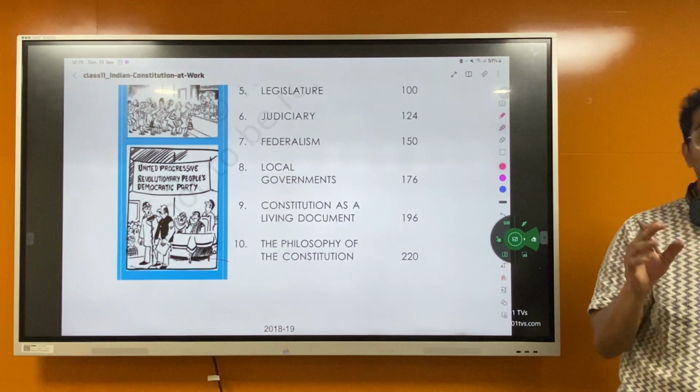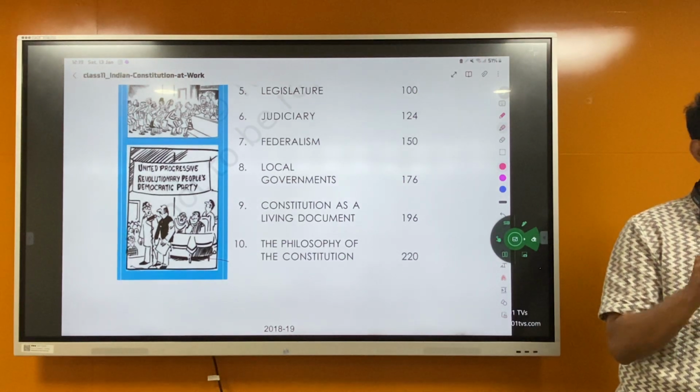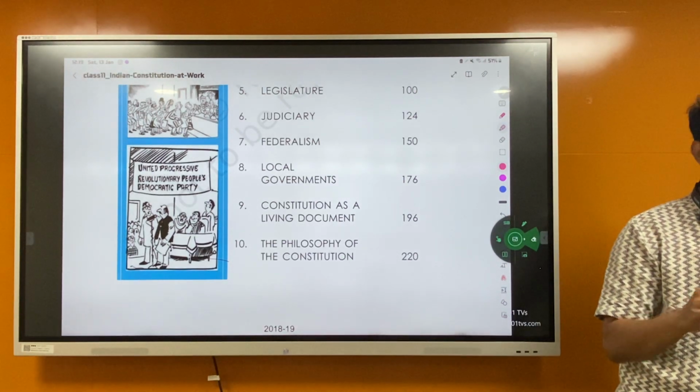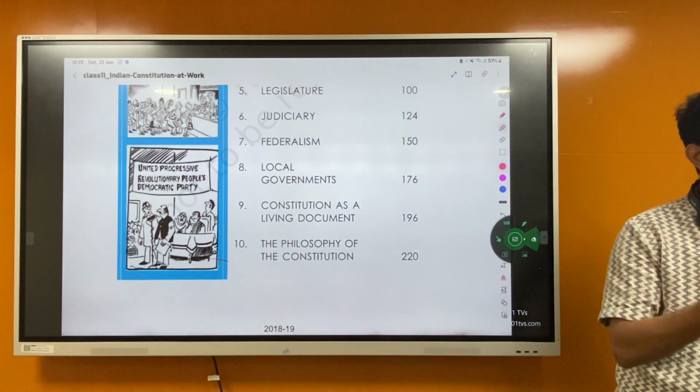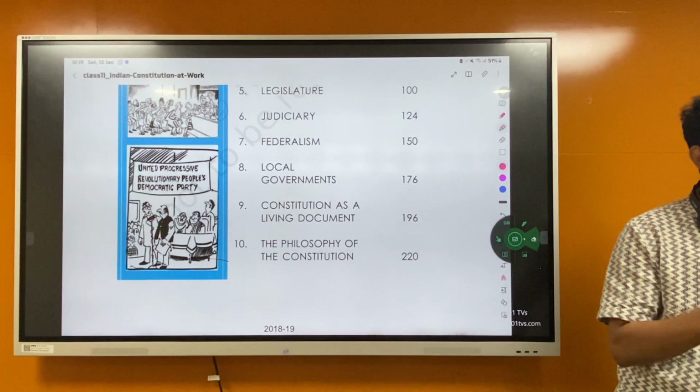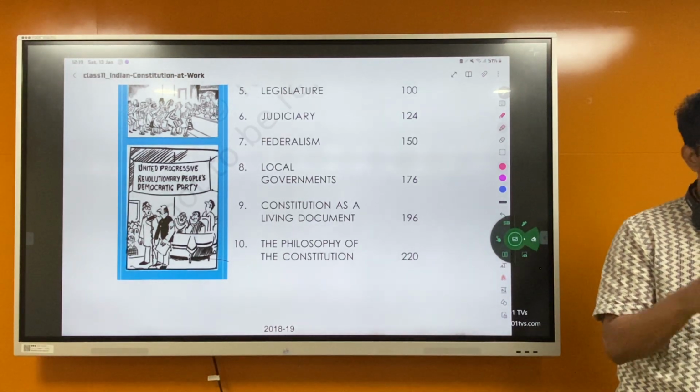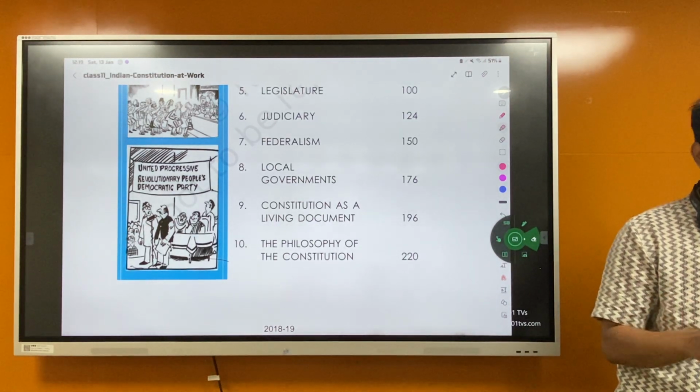So it allows for flexibility, but at a cost. It's not that easy. We'll read about the special majorities, through what majority we can change the constitution. It's called amendment, constitutional amendments. How we can do it. There's a chapter on that. We'll read it. Okay.